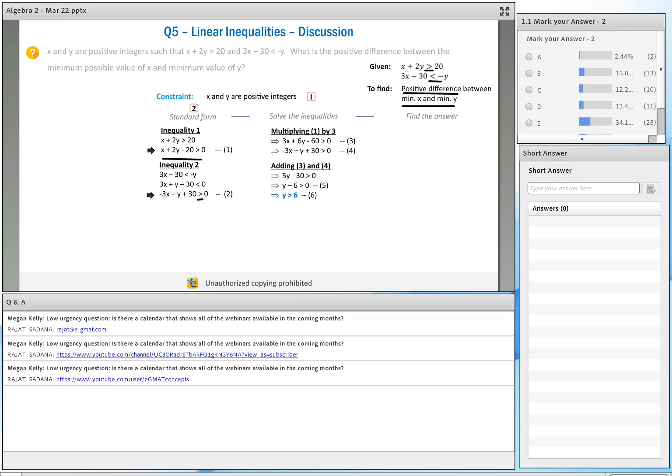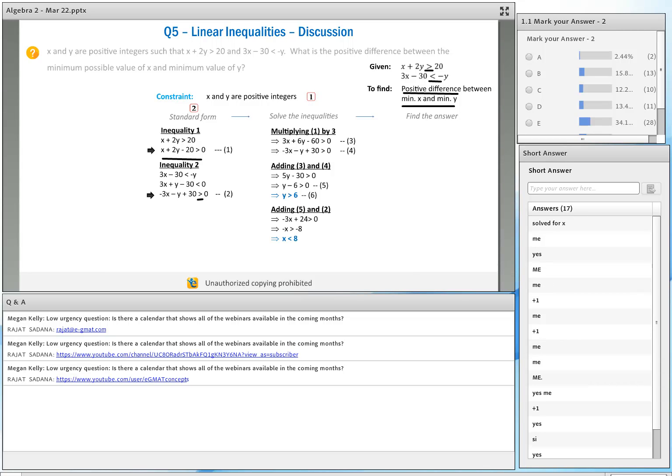How many of you were able to get to this? All right, quite a few of you were. Perfect. Then you add 5. This is 5 over here: y minus 6 is greater than 0. And then this is 2 over here, which is our inequality in standard form. You add 5 and 6, you cancel y out. You get minus 3x plus 24 is greater than 0, which means x is less than 8.